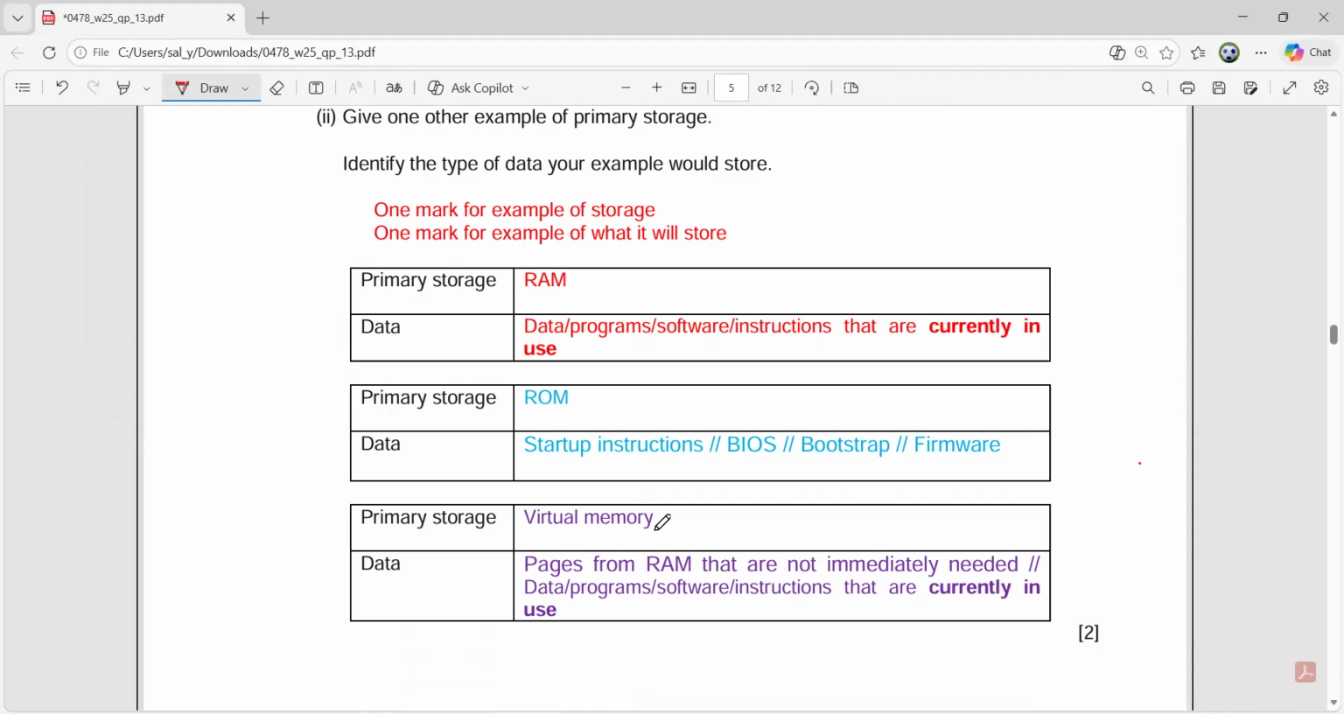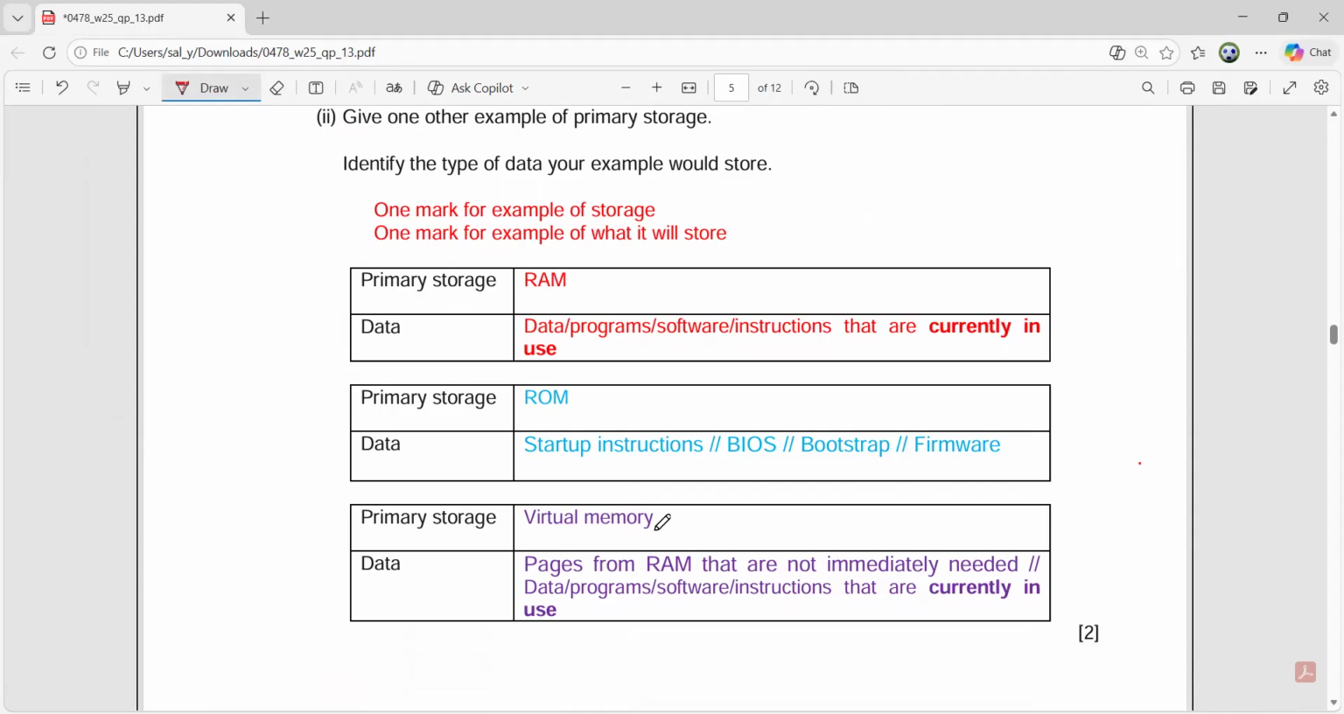If RAM gets full, or you can say if there is not enough space in RAM, then the data present in RAM that is not in use anymore, that is not immediately needed, is transferred to the empty space of the hard drive, and once it is needed, the RAM is going to call it back.